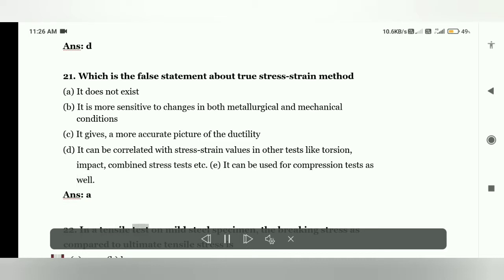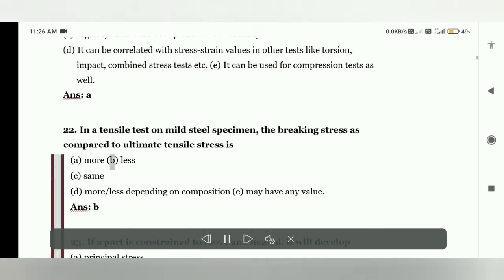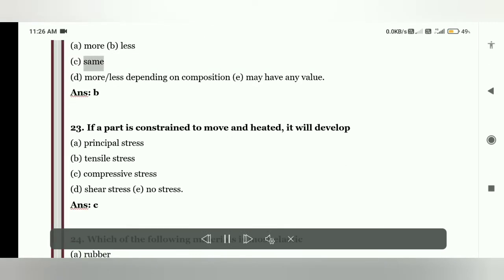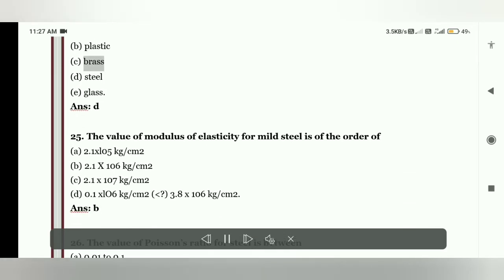22. In a tensile test on mild steel specimen, the breaking stress as compared to ultimate tensile stress is A, more, B, less, C, same, D, more/less depending on composition, E, may have any value. Answer B. 23. If a part is constrained to move and heated, it will develop principal stress, tensile stress, compressive stress, shear stress, no stress. Answer C. 24. Which of the following materials is most elastic? Rubber, plastic, brass, steel, glass. Answer D.